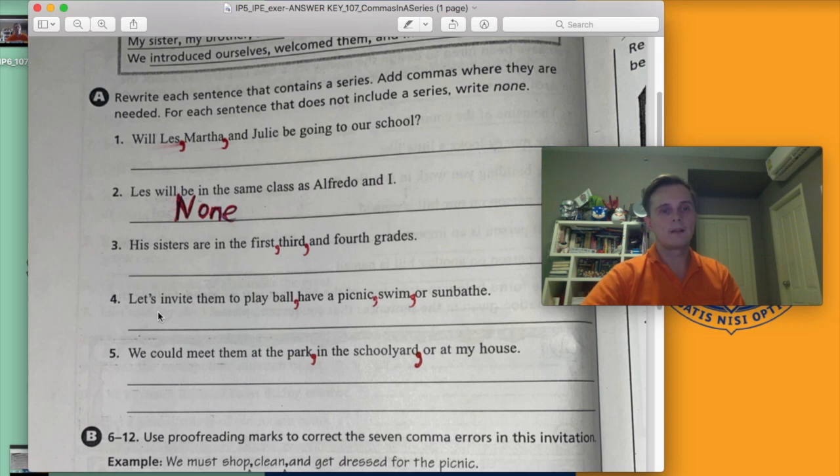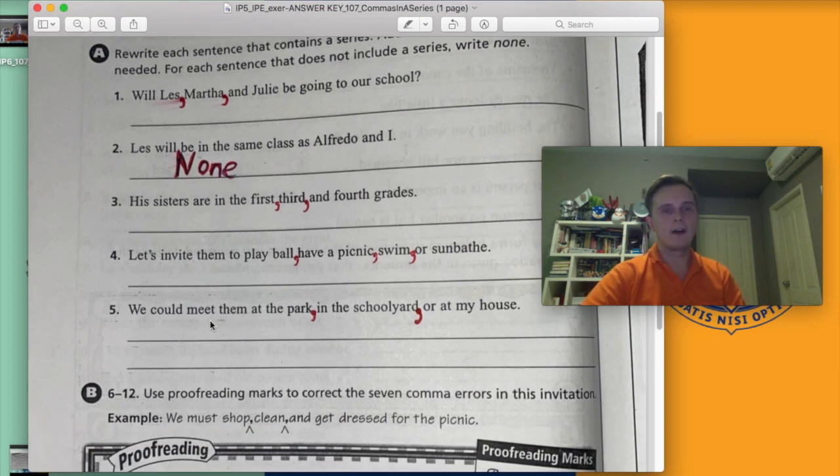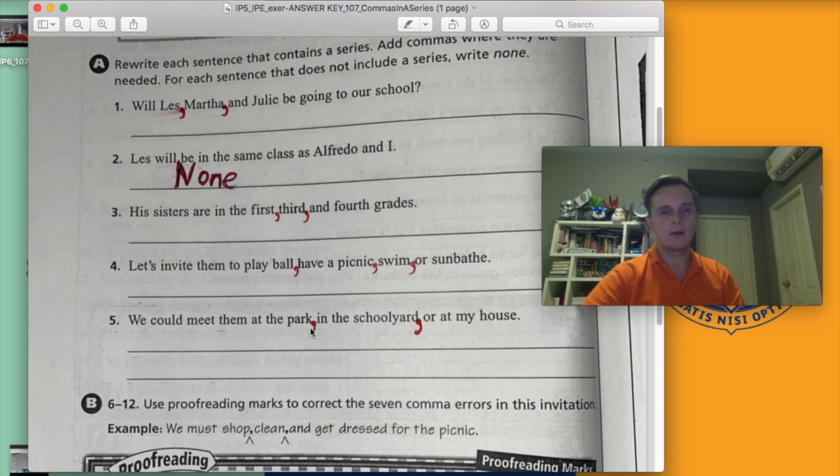Number 4, let's invite them to play ball, have a picnic, swim, or sunbathe. So you need 3 commas there. And number 5, we could meet them at the park, in the schoolyard, or at my house. So please give yourselves a score out of 5 for section A. I hope that you've got 5 out of 5, 4 out of 5 is okay, 3 out of 5 or below, you might need to go back and watch the last lesson again.